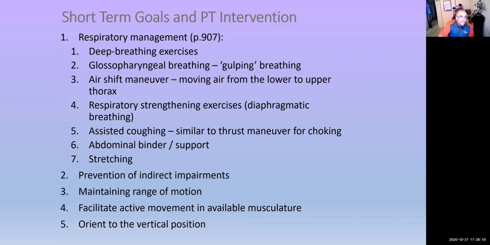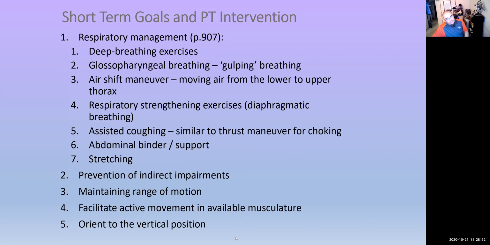So that helps them get that cough out and potentially clear out their lungs. Provide them with abdominal binder support to provide some nice abdominal support. Stretching is going to be big. We're going to prevent indirect impairments, including pressure injuries and stuff like that. Maintain range of motion, whether it's stretching, joint mobilization, or just regular range of motion, we're going to be doing it. We're going to work with whatever muscles are currently active and functional.